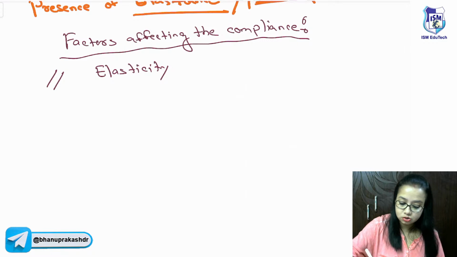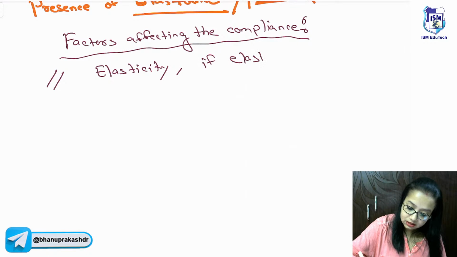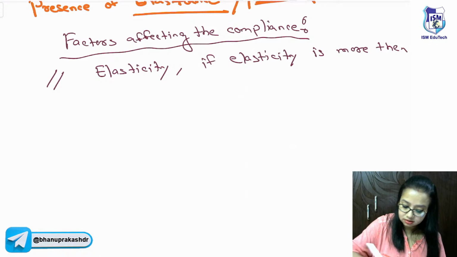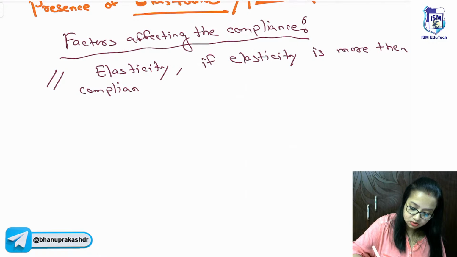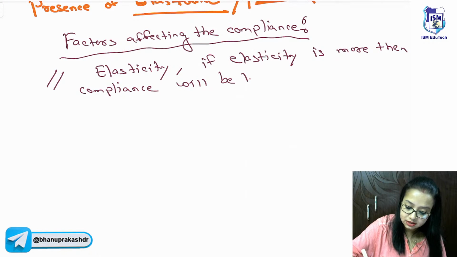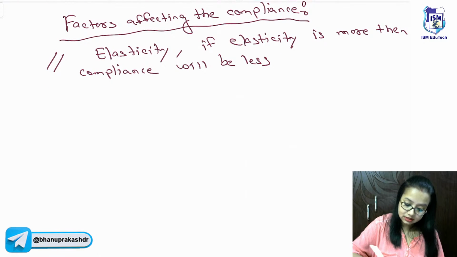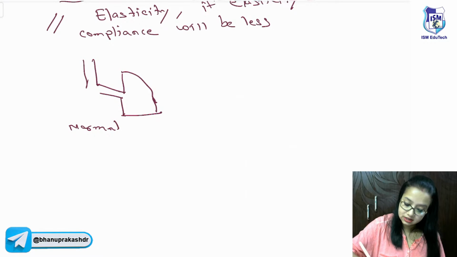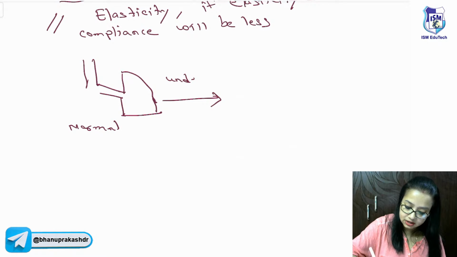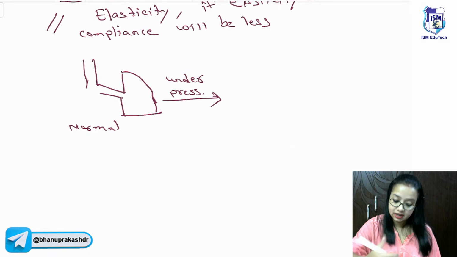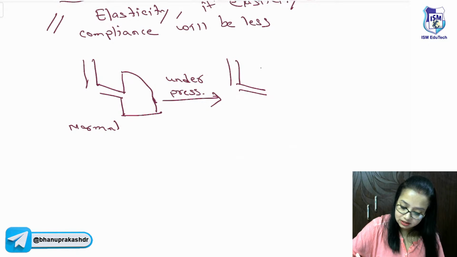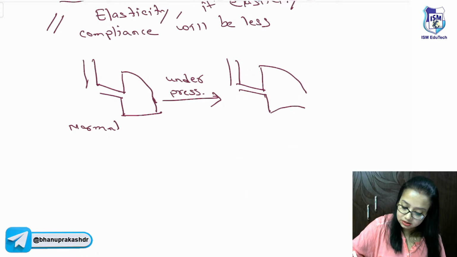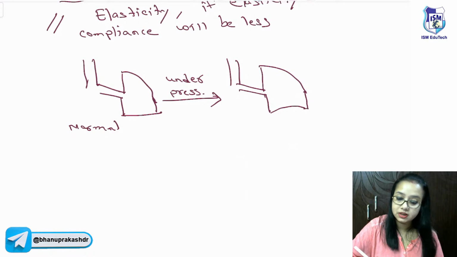elasticity. So, if elasticity is more, then compliance will be less. Now, what do I mean by that? Say this is the normal lungs in normal condition. Under pressure, means air has come, the lung has inflated to this. Okay, that is under pressure.